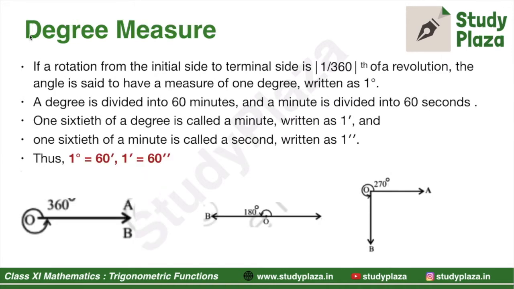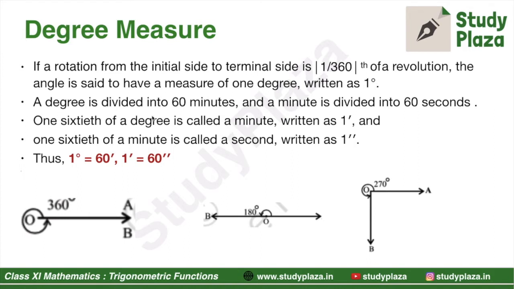The next term is degree measure. Degree measure means degrees of the angle made at the vertex, that is at O. Here at O, the complete angle is 360 degrees. So we have to define 1 degree. 1 degree means 1 by 360th of this angle. So we can define it this way: if a rotation from the initial side to the terminal side is 1 by 360th of the revolution, then the angle is said to be 1 degree. We write it as 1°.